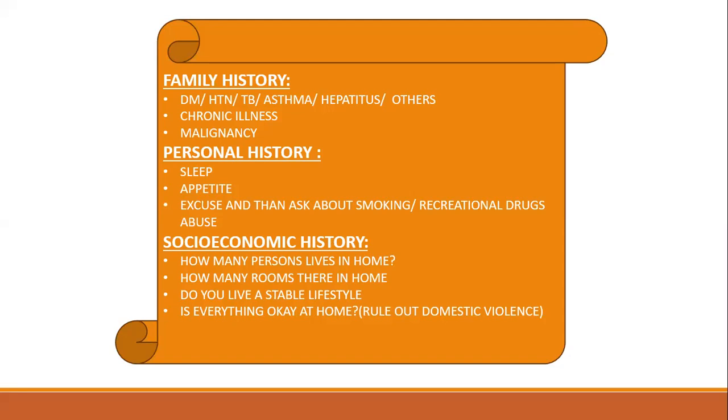In the family history, quickly go through the comorbidities available, like I have mentioned: diabetes, hypertension, TB, asthma, hepatitis, and any other chronic illness. Most importantly, in the gynae, ask about any family history of malignancy, like malignancy of the breast or any reproductive organ in the family, especially in the first degree relatives, and more importantly in the mother, sister, cousin, and grandmother.